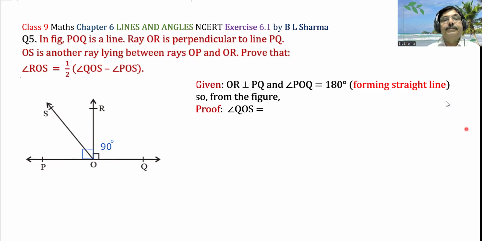सी, ये QOS लेते हैं, देखिए हम QOS, फिर से देखिए QOS 90 degree plus this angle. So you can write 90 degree plus angle ROS. 90 degree plus angle ROS, that is equal to angle QOS.